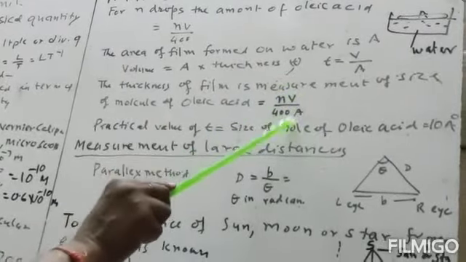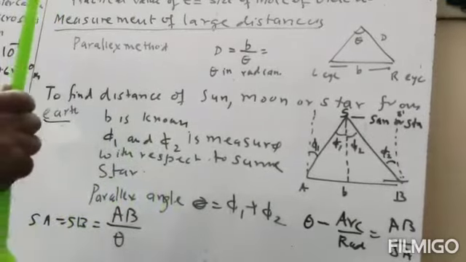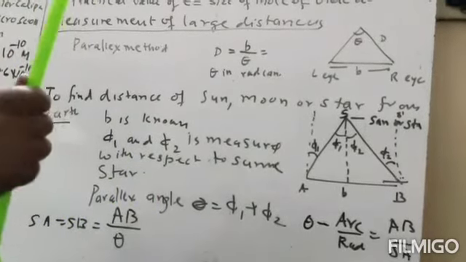Now what do we mean by the parallax method? Suppose we hold our finger or pen before our face, and now I close the left eye and see. Then I close the left eye and open the right eye. Then the position of this pencil or pen on the wall will change, and this shift is known as the parallax.